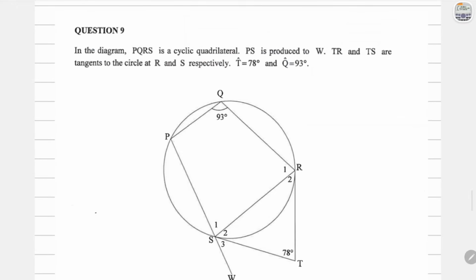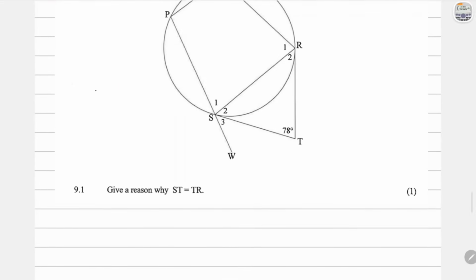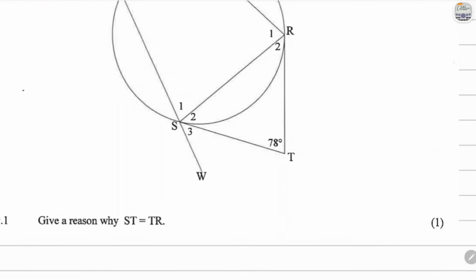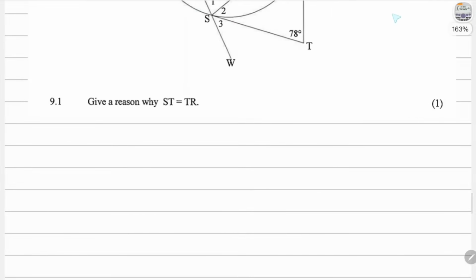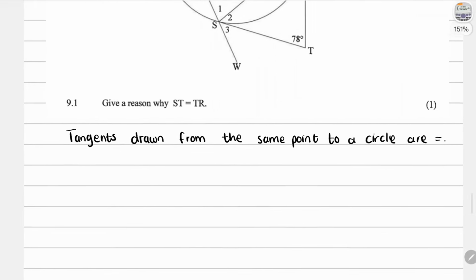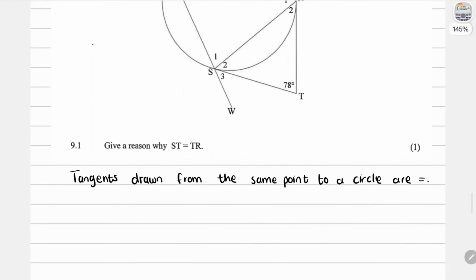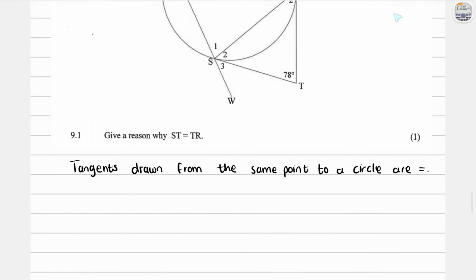Okay, so from the information, they already told us that ST and TR were tangents to the circle at R and S. Now, if these are tangents to the circle, as you can see, they're drawn from the same point T and they're drawn to the circle. So they are equal because tangents drawn from the same point to a circle are equal. Okay, so we just have to tell them that. And there we go. Tangents drawn from the same point to a circle are equal. Moving on to the next question.